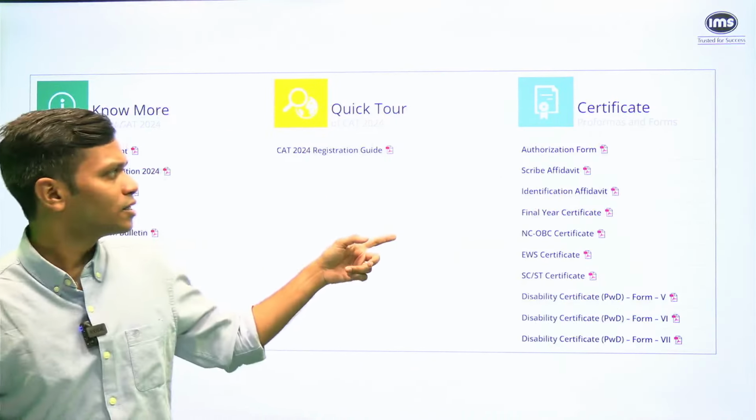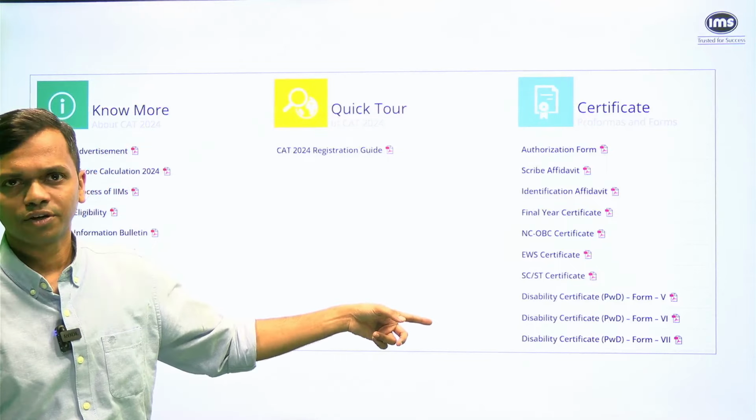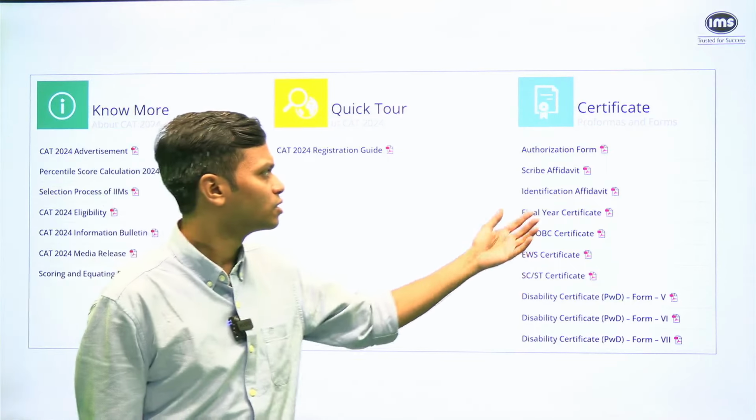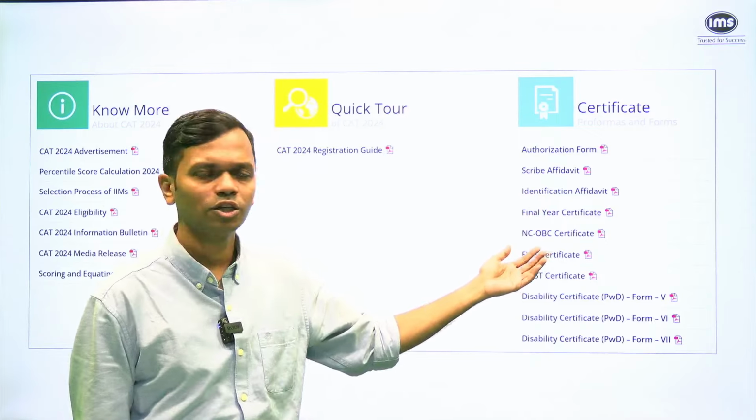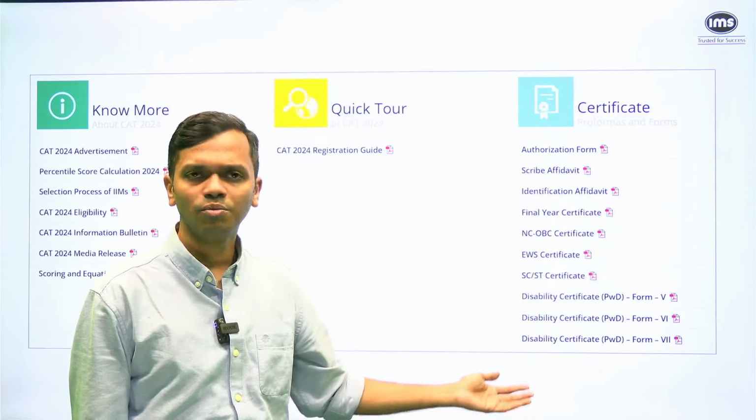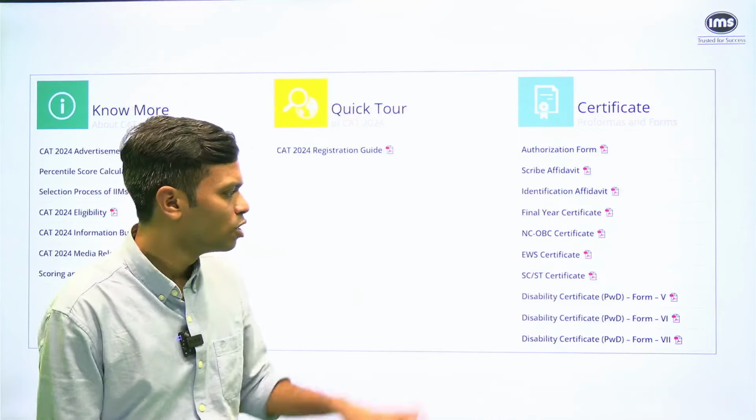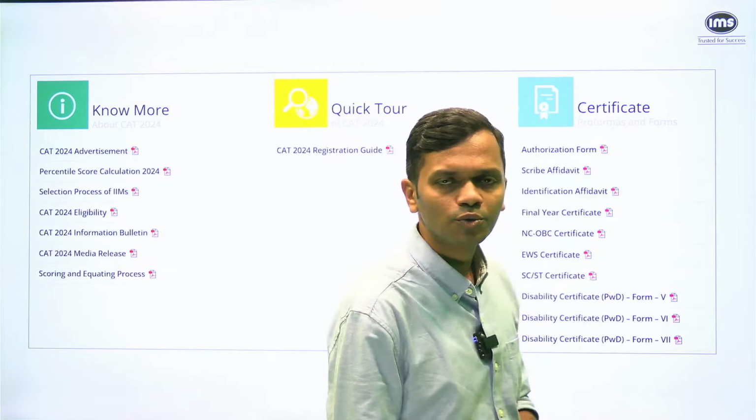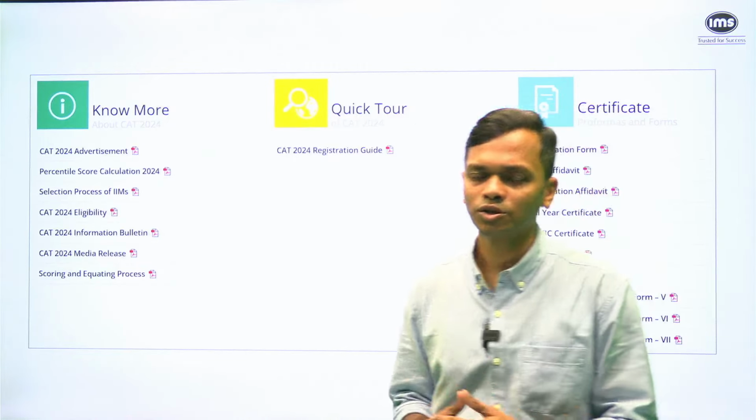And on the right side, you have all the certificates. So you have all the formats, whether it is authorization, scribe, identification, NC-OBC, EWS, SC/ST certificate, and so on. So all the formats have been given to you. You don't have to go anywhere to search for these formats.